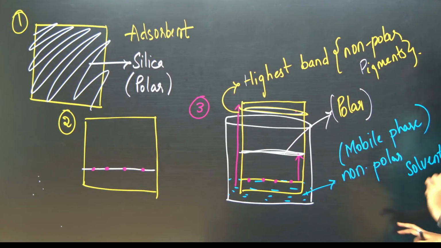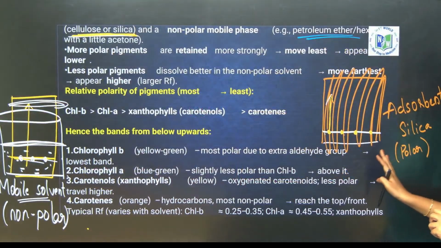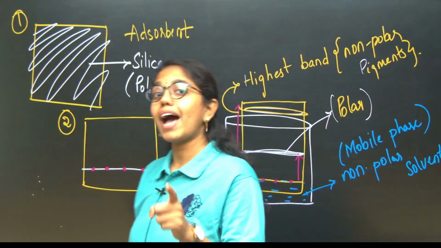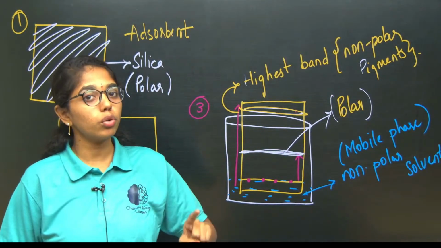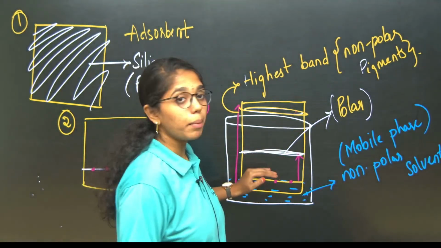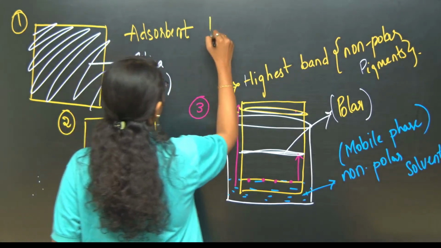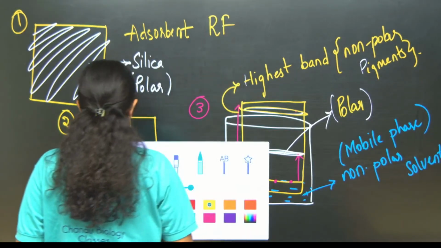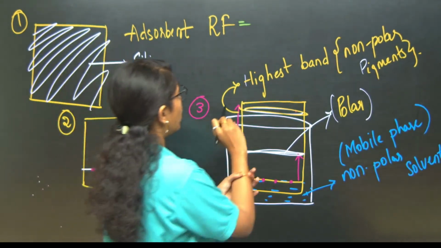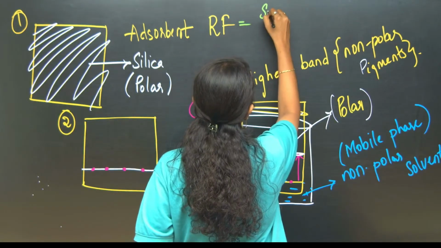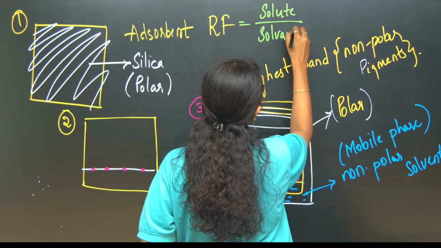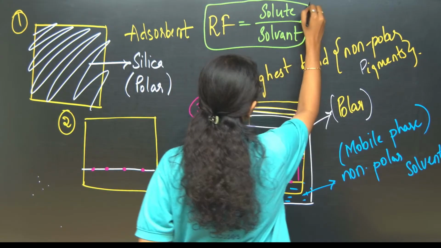Now, after looking into that, look into theory. Here you should know about one thing, that is retention factor. Based on the value of retention factor only, we will get to know which pigments are polar and which pigments are non-polar, and where we are getting the bands exactly. What is that RF value? RF value is retention factor. Retention factor is equal to distance travelled by solute divided by distance travelled by solvent.